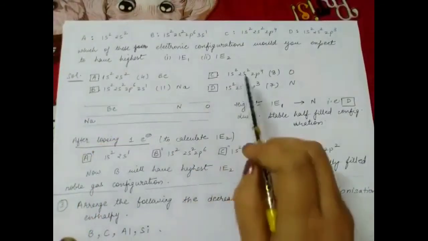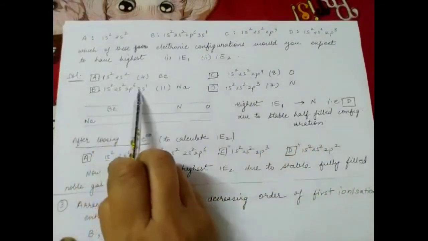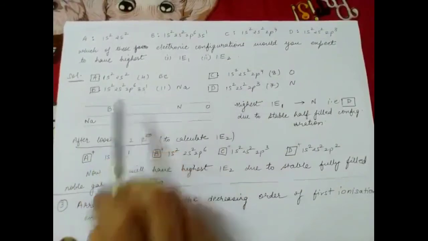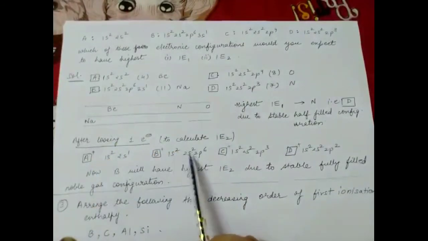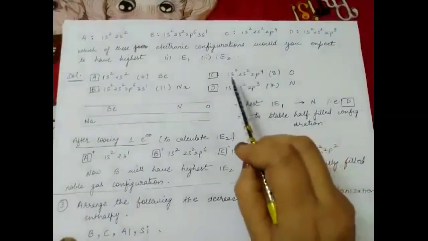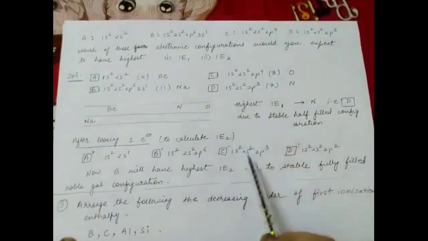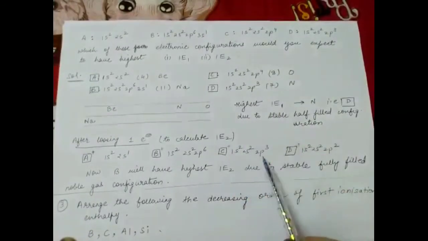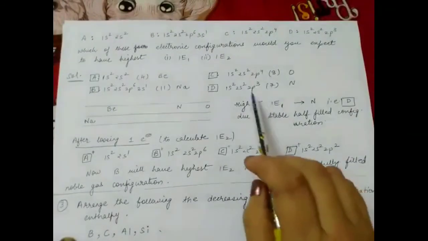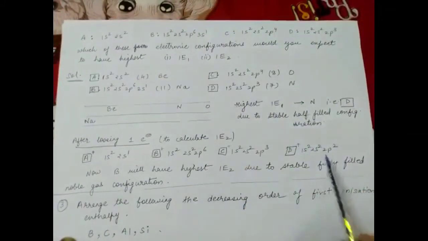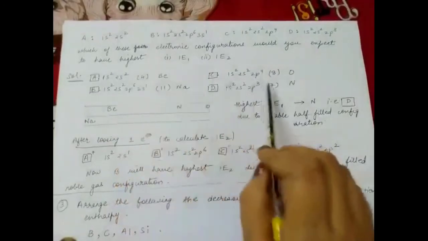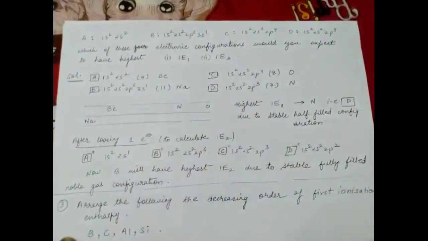Now B was 1s2, 2s2, 2p6, 3s1. Now the electron is removed from 3s. So B is now 1s2, 2s2, 2p6. C will become 1s2, 2s2. It was 2p4. Now it will become 2p3. And D will become 1s2, 2s2 and 2p2 now. 1 electron I have removed from all these 4 elements. Now carefully look at the configurations.